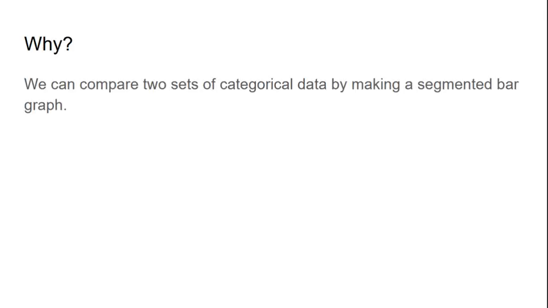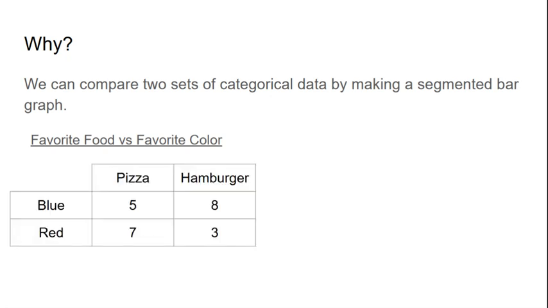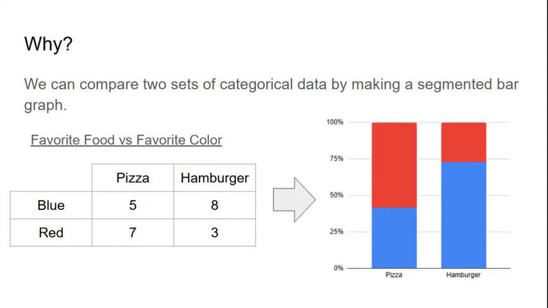We can compare two sets of categorical data by making a segmented bar graph. For example, if I were to look at people's favorite food and compare it to their favorite color, I might receive some data that looks like this, and I can organize that data into a bar graph that looks like this. Now we'll talk about how to make this graph, but let's practice making conclusions from a segmented bar graph.